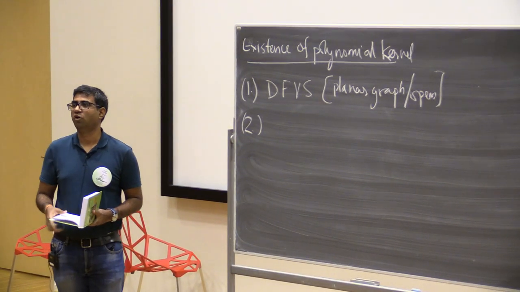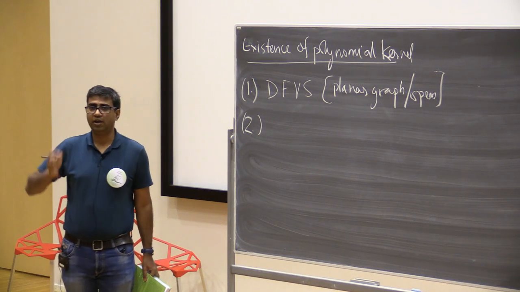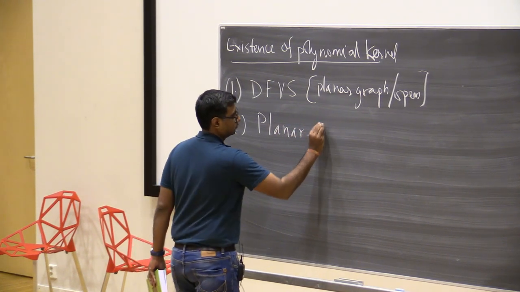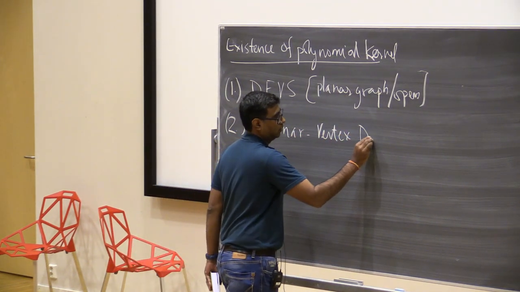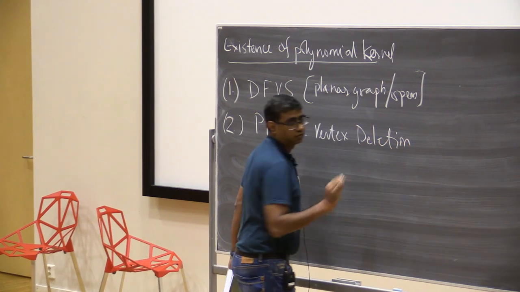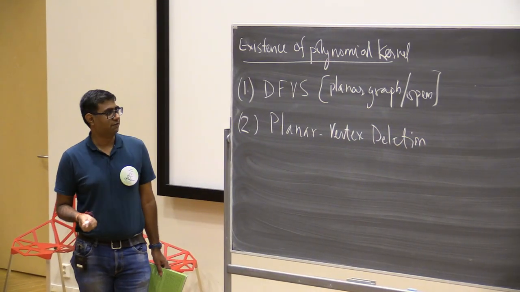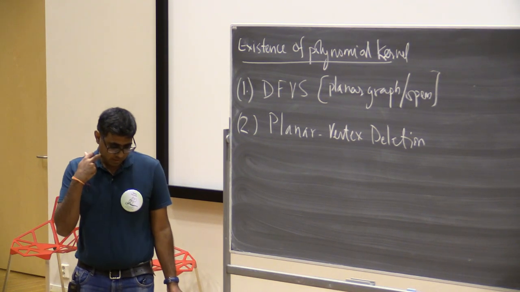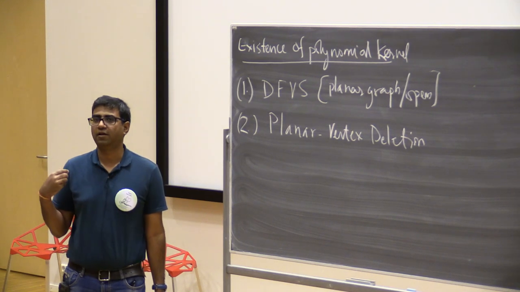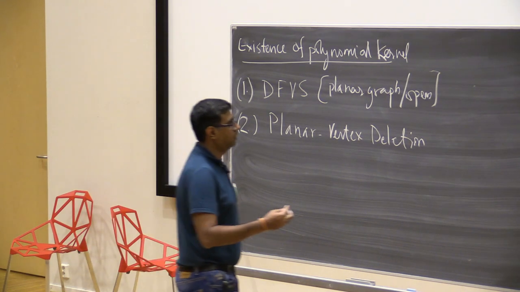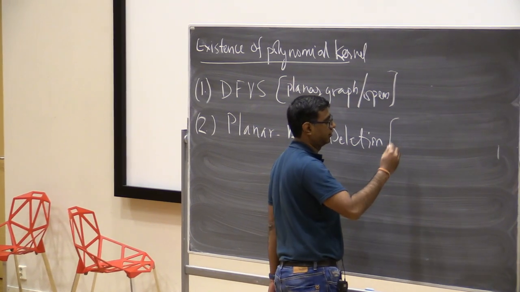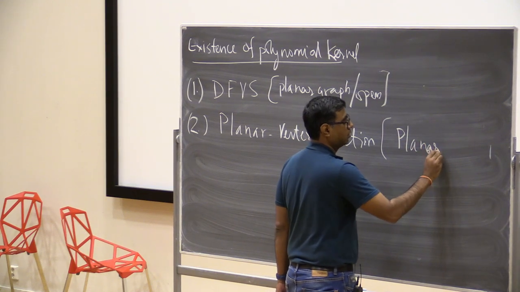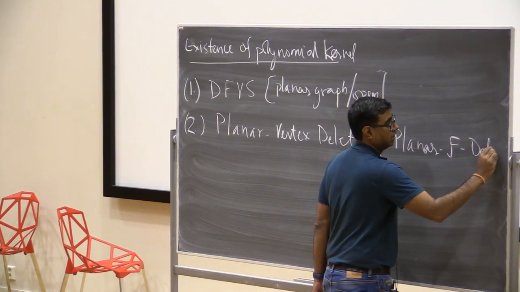And one problem was already mentioned in the talk by Eric, planar vertex deletion. So you want to delete k vertices to get a planar graph. Now why is it an important open problem? Because you can define a problem which is called planar F deletion.